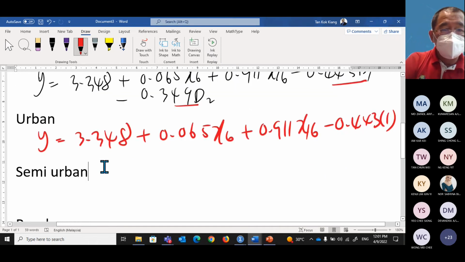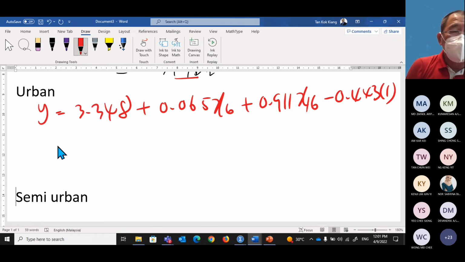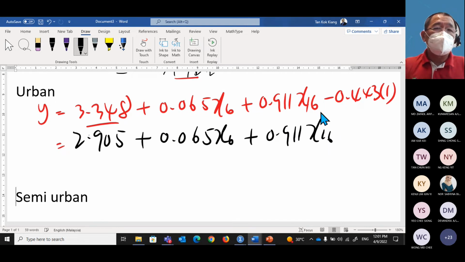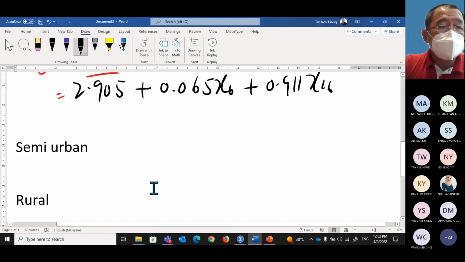Therefore, we just do a calculation. We take the constant minus 0.443, and we get 2.905. The rest are all the same. Like this, we can get three equations, because with two dummy variables we have three different situations.